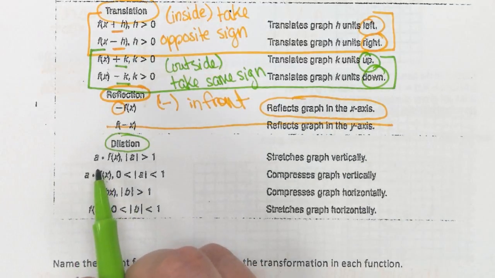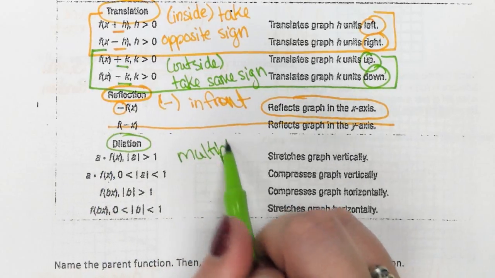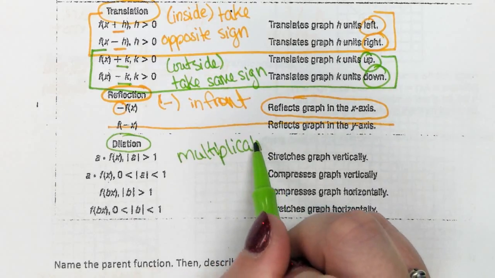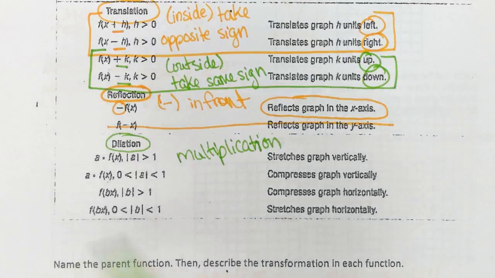All right, so look right here. When you say the word dilation, what operation are they using? Multiplication. So you have multiplication. And that's what we're going to look at on these.